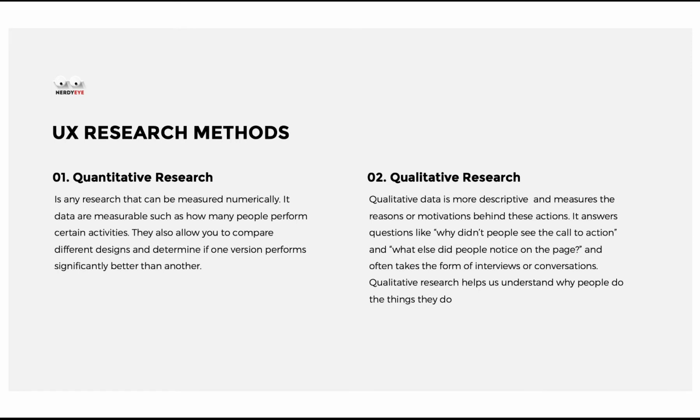Qual for short. Qualitative data is more descriptive and measures the reasons or motivation behind these actions. It answers questions like why people saw the call to action, why didn't people see the call to action, and what else did people notice on the page, and often takes the form of interviews or conversations. Qualitative research helps us to understand why people do the things they do. For example, why didn't people see the button? Why didn't people fill the form?